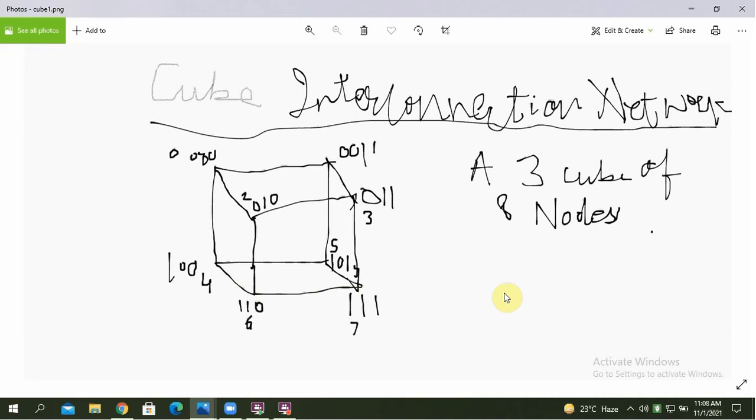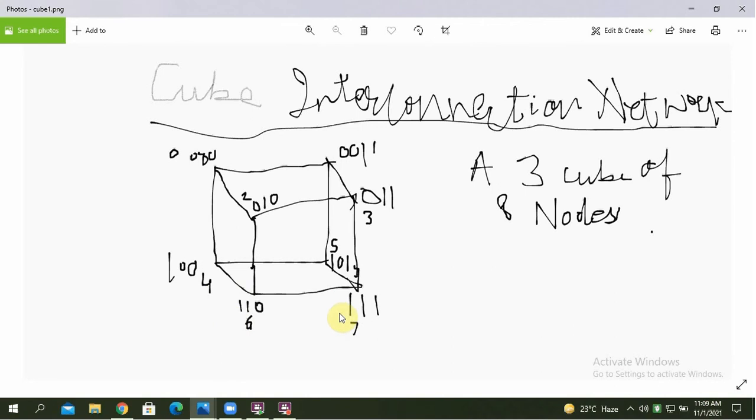This is the cube network for n equal to 8. This is a three-dimensional cube with vertices 0, 1, 2, 3, 4, 5, 6, 7, whose binary addresses are 000, 001, 010, 011, 100, 101, 110, 111.